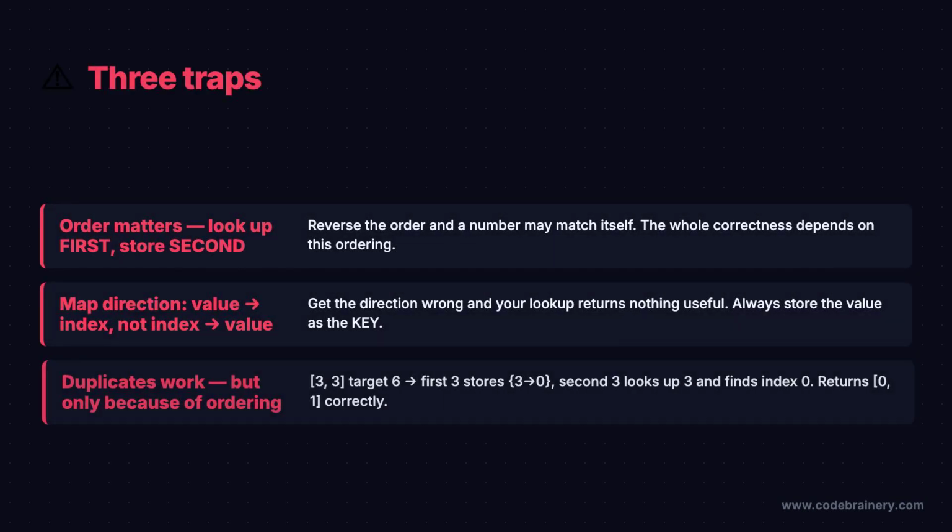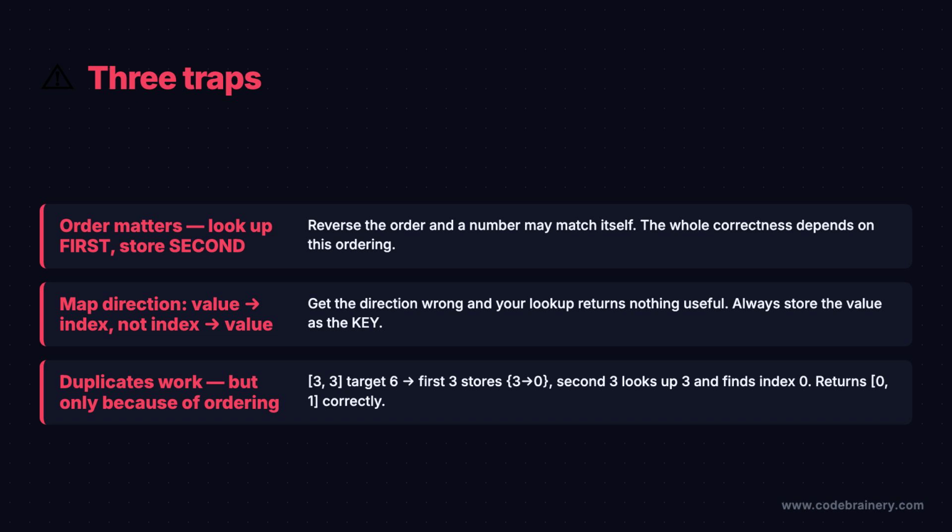3 traps. 1. Order matters. Look up complement first, store after. Reverse it and you may match a number against itself. 2. The map stores value mapping to index, not index mapping to value. Get the direction wrong and your lookup returns nothing useful.